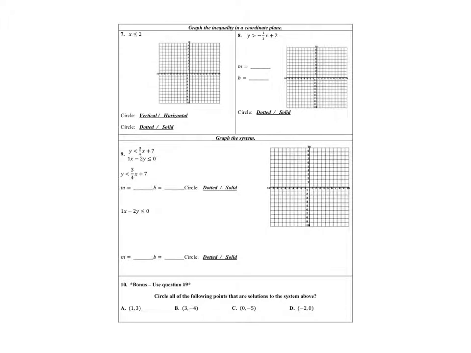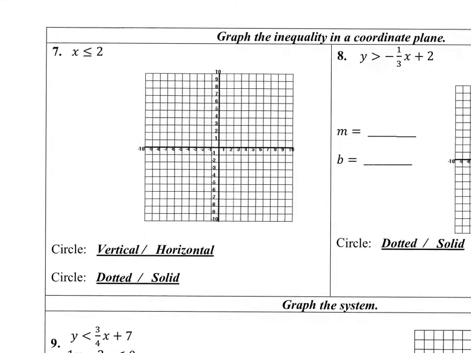And now page 2. So we're going to graph these inequalities on the coordinate grid. Okay, let's zoom in here a little bit. So on this one, you got x is less than or equal to 2, so it's crossing the x at 2. It's crossing right here.